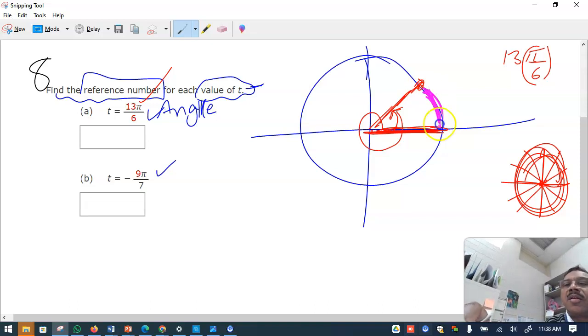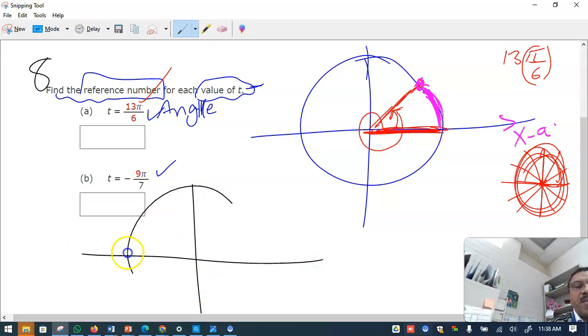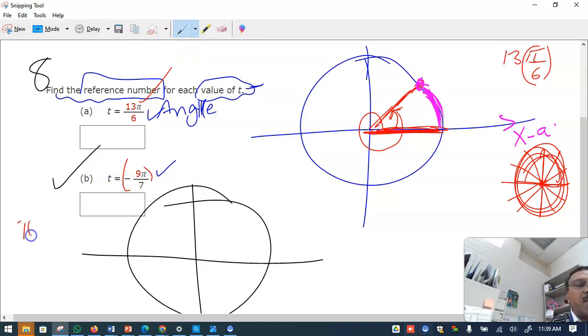The reference number is the shorter distance from the point to the x-axis. Sometimes it could be on the other side also. And I want to show at the same time the second one. If you see the B part, it says t equals 9 pi by 7. We don't know what pi by 7 is, but at least we know that from here to here is pi, and then it's divided by 7.